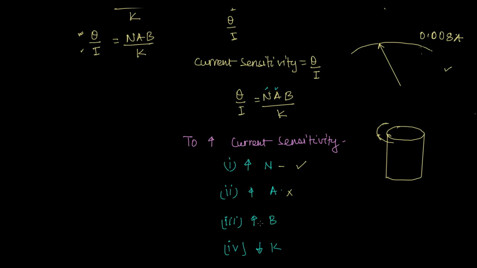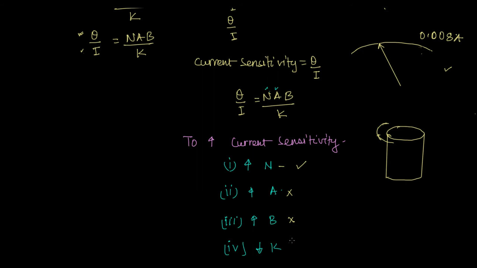Increasing B means you do not disturb anything, you just change this magnet with a stronger one. That also is a pretty costly affair to do. So though technically feasible, we also normally don't do that just to increase the sensitivity. It's as good as building the whole of the galvanometer afresh.